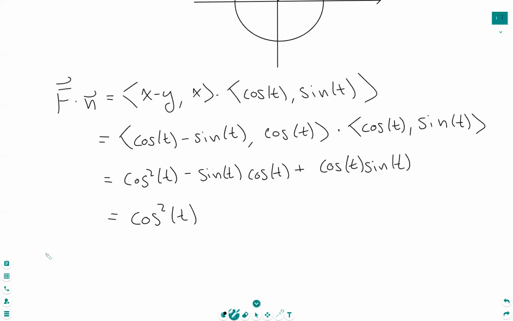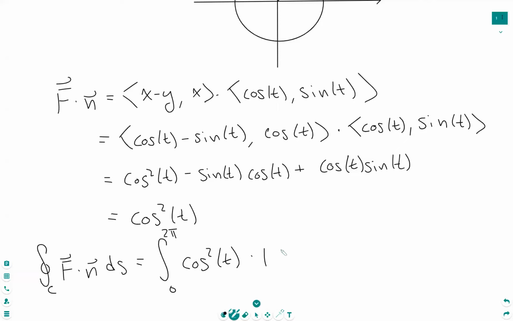So that's our integrand. We're looking at the line integral of f dot n ds, which is the thing we want to calculate. We did our parameterization choice from 0 to 2 pi. We found out what f dot n was: just cosine squared of t. The ds to dt conversion needs the magnitude of r prime, which was just 1. And then we have a dt.